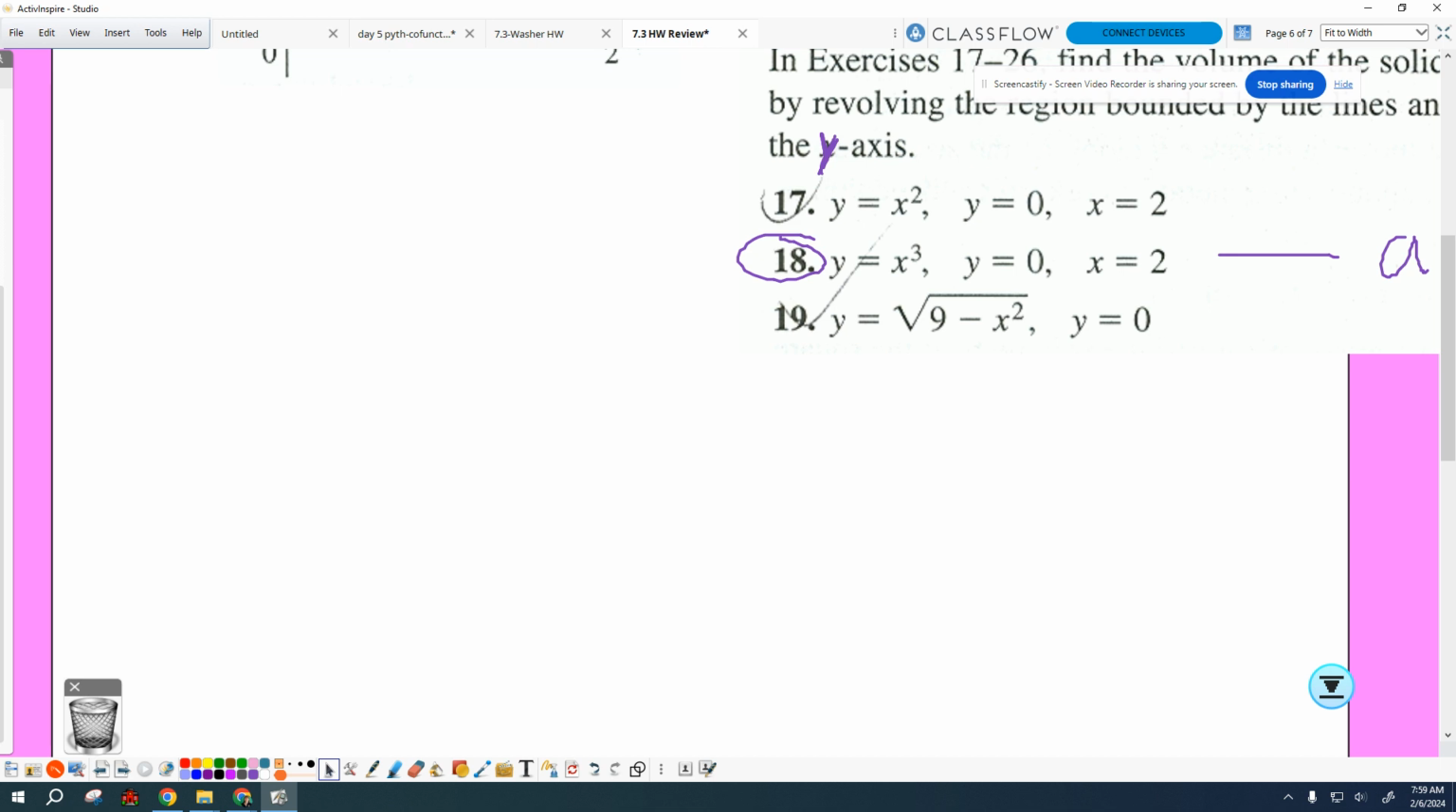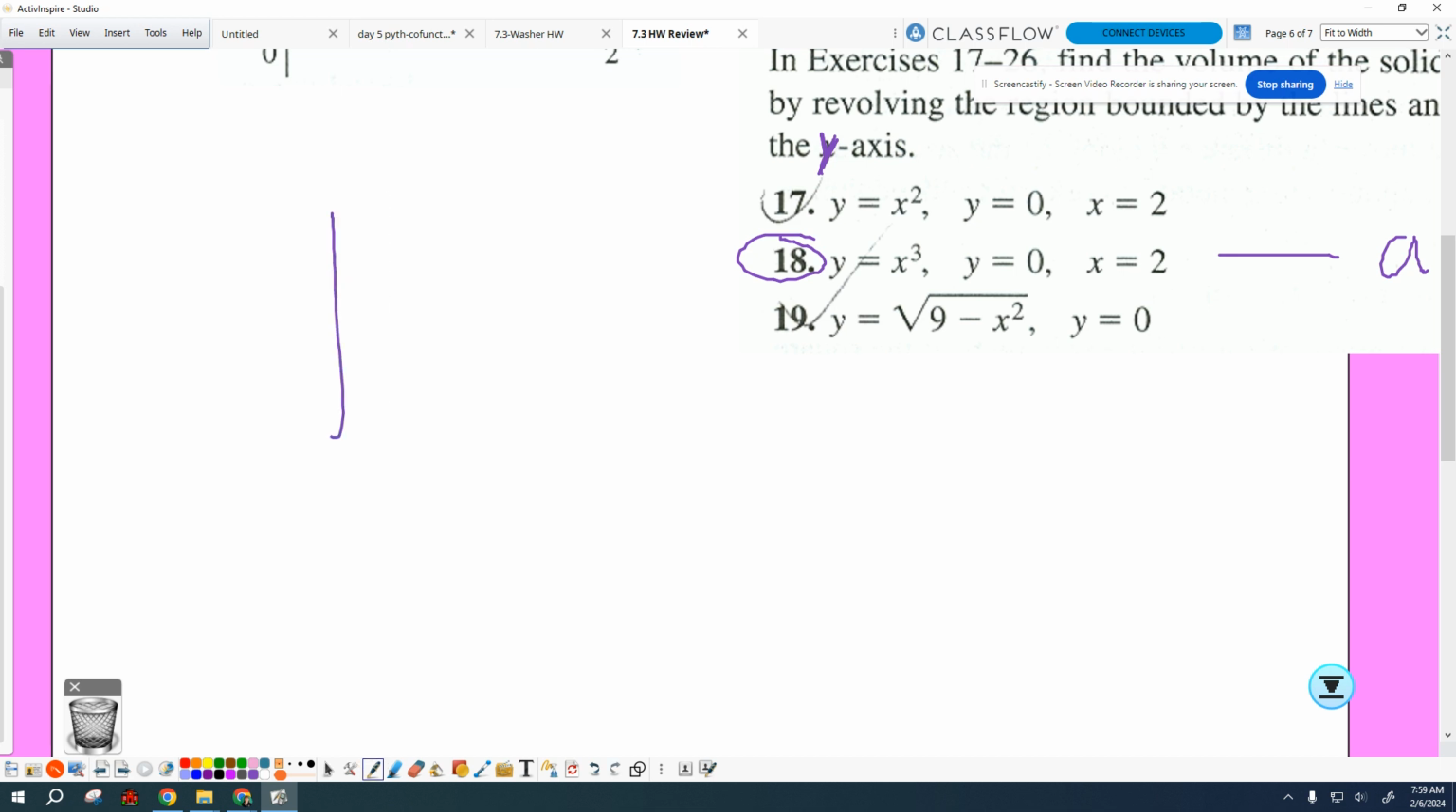Anyone draw the shape for us? Yes, it's that. So, there's a reason they said x-axis, not y. What's the issue? There's gonna be a hole, it's gonna be a washer method. Okay.